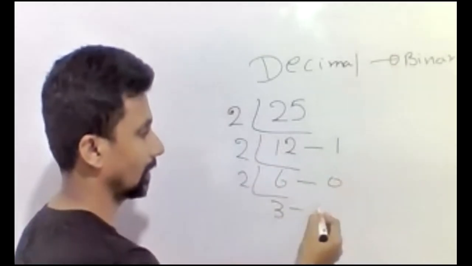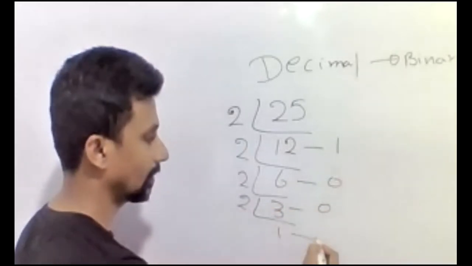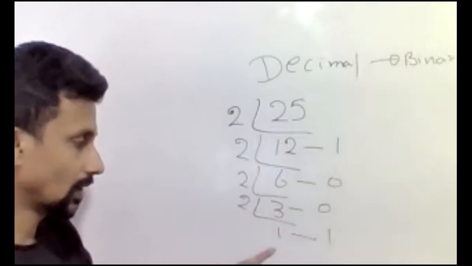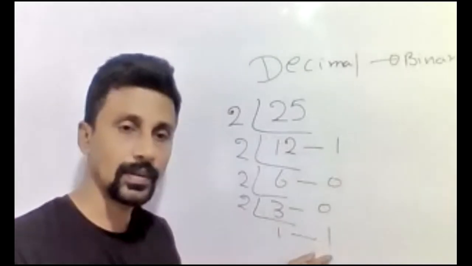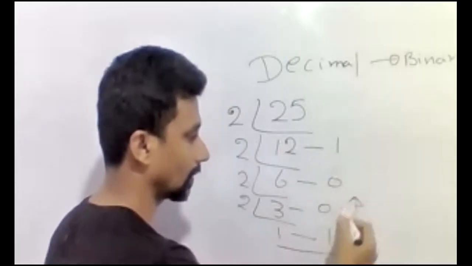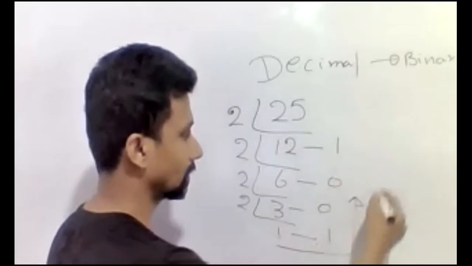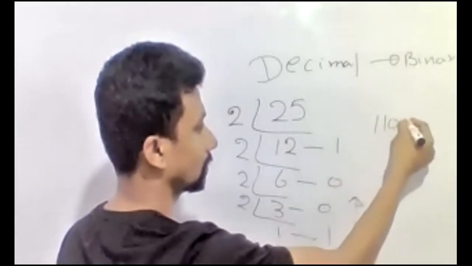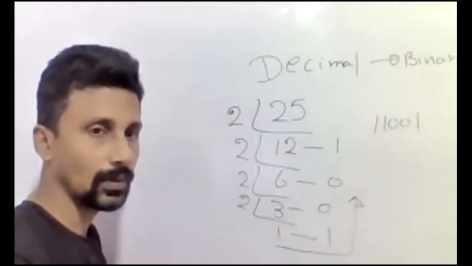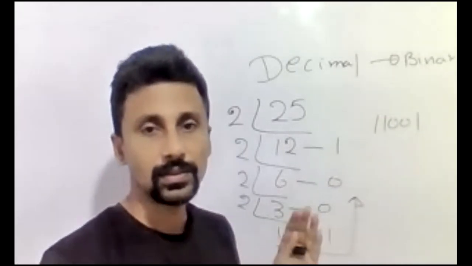Again 2, 3, remaining is 0. 3 divided by 2, 1, remaining is 1. So you have to put the value and the remaining value. Then from the bottom to top, you can write down the answer: 11001. But I told you this is not 11,001, this is a binary number.